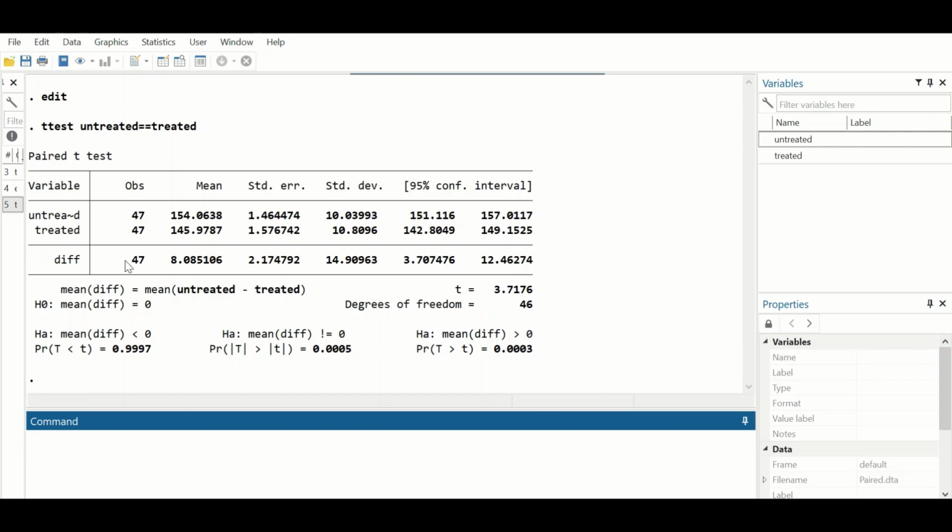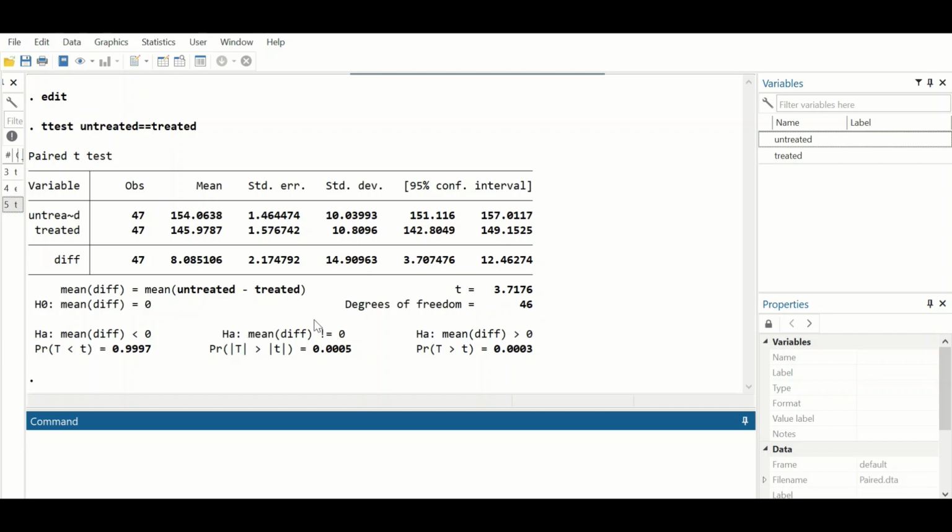Looking at the values at the bottom, the mean difference is equal to the mean of untreated minus treated, which is equal to 8.08, and the t-value is equal to 3.7. The null hypothesis is generated and states that the difference between the untreated and treated is equal to 0, i.e. the means for both conditions, untreated and treated, are similar, with a degree of freedom of 46. This is for the null hypothesis.